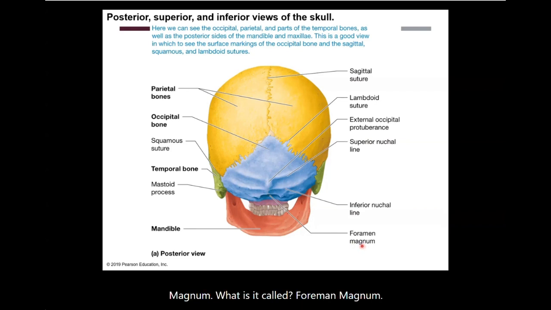What is it called? Foramen magnum, okay? And then what is this bone here? The mandible, okay? How are you feeling about this? Good, good, okay, good. And then this is another view.